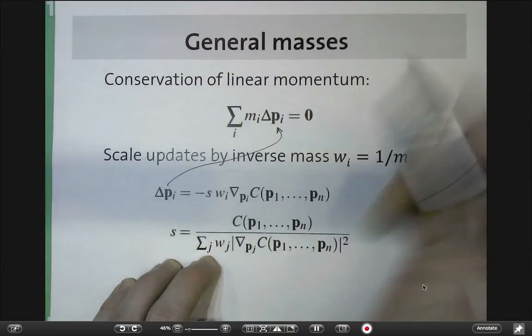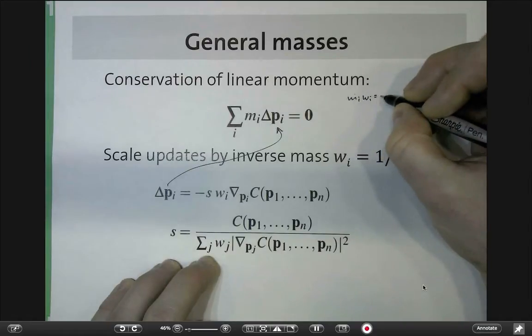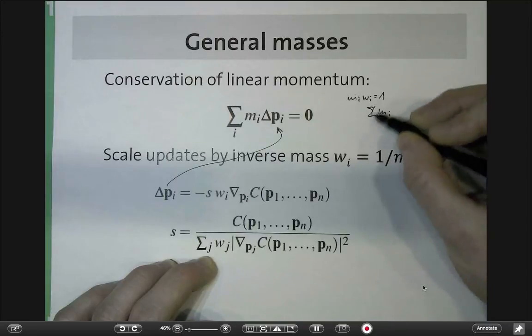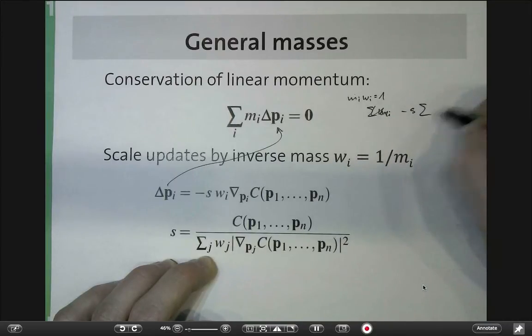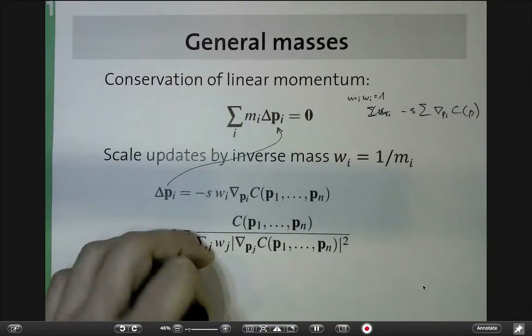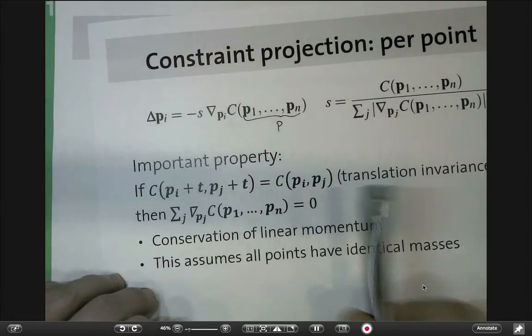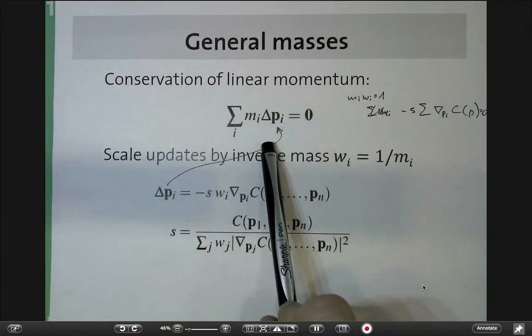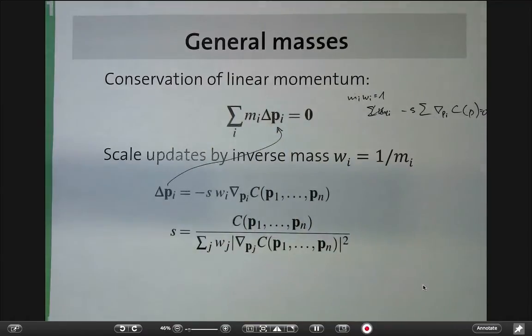What happens is that the mi, wi, that's of course 1, right? So that cancels. So if I plug it in, I get, sorry, no, mi. I guess minus s, sum of the gradient with respect to pi of my constraint p. And from this property, I know this is 0, which means that the weighted sum is 0. Which means that it conserves the center of mass even though the particles have different individual masses. Okay?